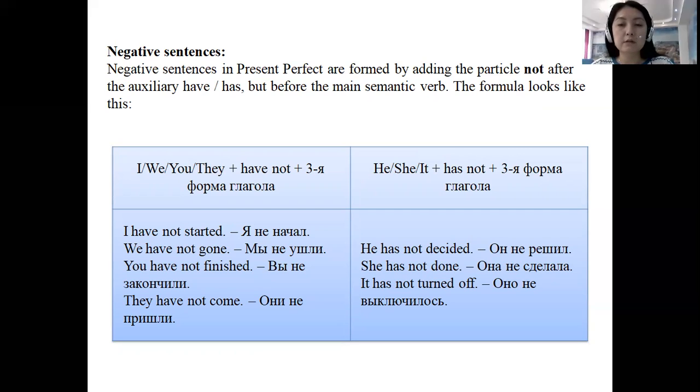Or he, she, it plus has not plus the third form of the verb, yes? He has not decided. Он не решил. He has not done. Она не сделала. It has not turned off. Оно не выключилось.